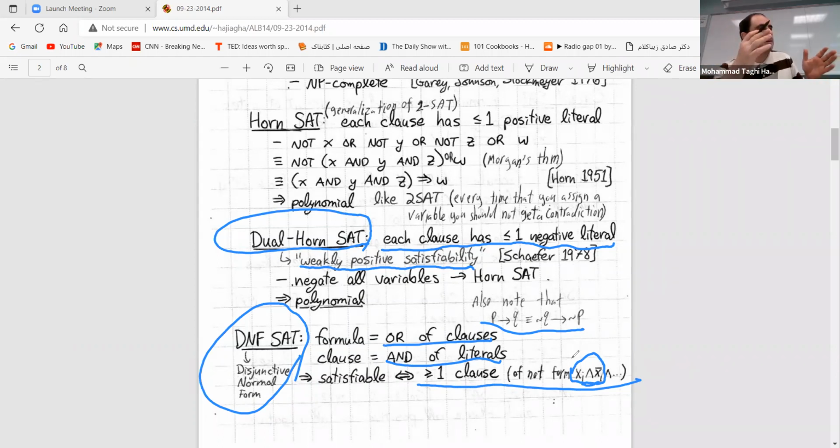So it means that you can just focus on one clause. In that clause, which is an AND of these literals, as long as we don't have a contradiction, we are fine. We cannot have Xi and Xi bar, because that is a contradiction. If we have such a thing, we cannot satisfy that clause, so we need to focus on other clauses. But as long as we have one clause that does not have any contradictory literals, it is an AND of something. Just set all of them to true, and then we are good.